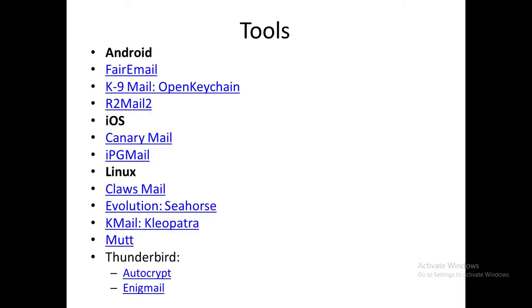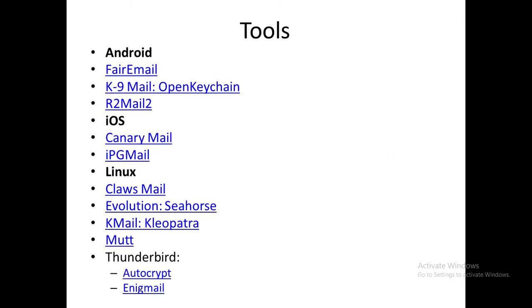And for Android, iOS and Linux there are also some email tools. So various tools are available by which more secure sending of email is possible. So we can see that PGP is better for sending email securely to the receiver side. Thank you.